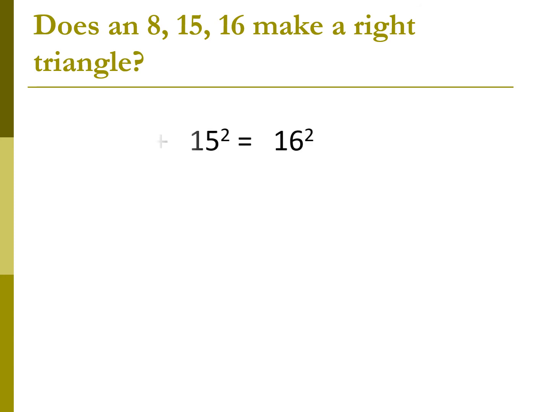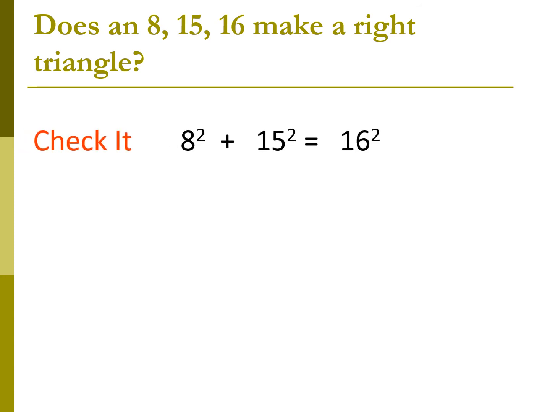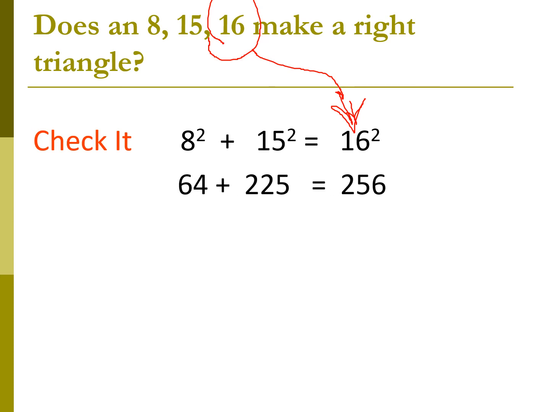So if I got these three numbers, and I want to check, how do I know to put it in like this? Why did I put the 16 in right here and not over here? What's the biggest? The hypotenuse has to be the biggest. So when you're doing this set of problems, the biggest number has got to go out here for the hypotenuse. So you work every little square on there. So 8 squared, 15 squared, and 16 squared. Just do it like that. Each number gets squared.